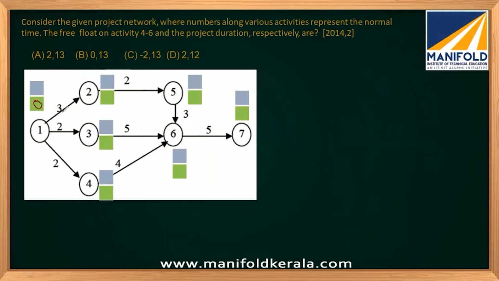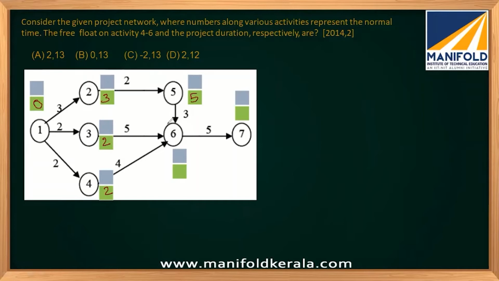Now for this event, what is the earliest start time? The earliest start time for node 2 will be 0 plus 3, it will be 3. For this activity, 0 plus 2, it will be 2. Now for this activity, 2 plus 3 will be 5.